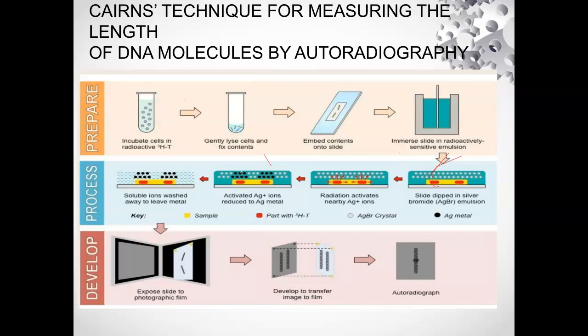You can see it is now having a dark spot at this point. So, which is exposed to light of photographic film. You can see the DNA molecule or the chromosome. Then it is developed to transfer into an image that you can actually visualize using the autoradiograph.